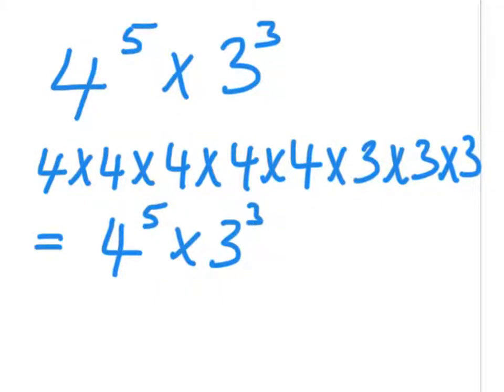The mistake that the student made here was they multiplied 4 times 3 and they got 12. And then they added the exponents and they got an 8. But you never multiply the base numbers like that. Okay, you never multiply them together.